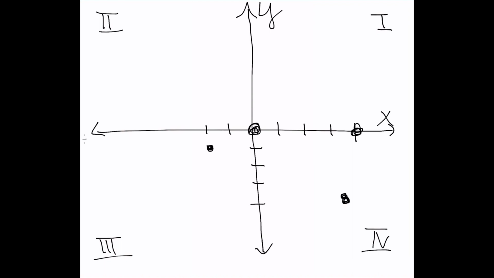Things on the axes are not in any quadrant. This is just said to be on the x-axis. (3, 2) would go over 3 to the right and up 2 to this point, which is in quadrant 1. (0, -1), I go over 0 and down 1. That's a point on the y-axis. One more, (-3, 1) would be left 3 and up 1 to be a point in quadrant 2.